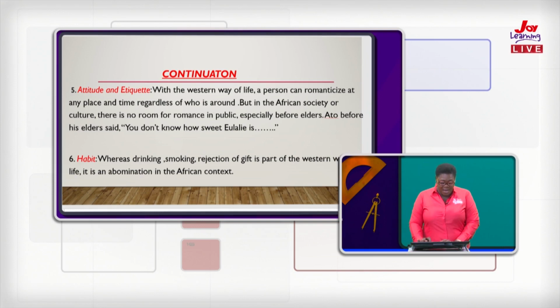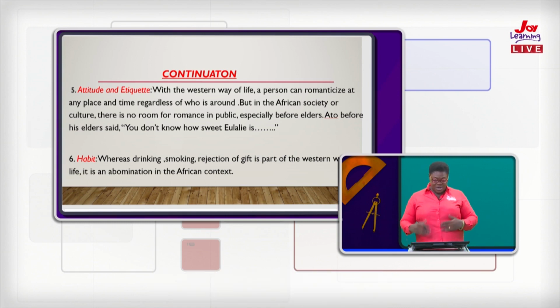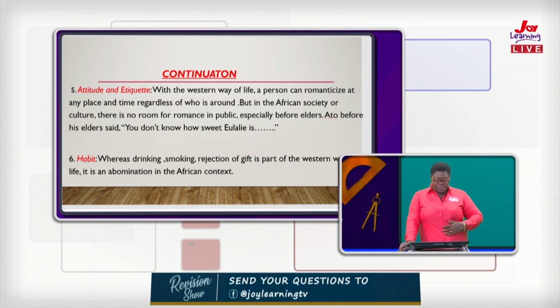And then the sixth one, we have habits. Whereas drinking, smoking, rejection of gifts is part of the Western way of life, it is an abomination in the African context. So you can realize that Eulalie was drinking, had liquor, was smoking, and even rejected some gifts from the in-laws. You can't do that in Africa, okay? But Eulalie thought it was normal because of where she was coming from.